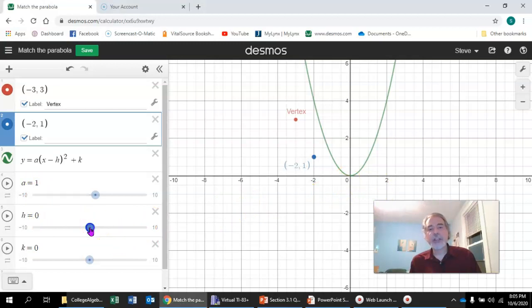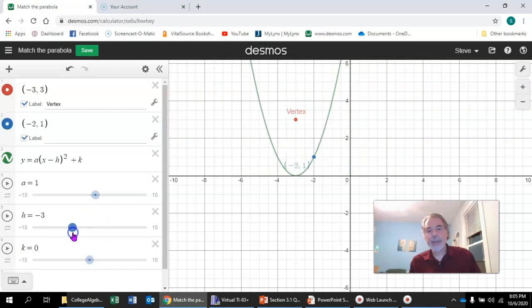So first let me adjust the h. Let me slide this over horizontally until the vertex is in the right place, and then slide it vertically so the vertex is in the right place. And by the way, look, h ended up at negative 3 and k ended up at 3. So there's my vertex. Now I'm going to try to adjust a so that the parabola does pass through this point, negative 2, 1.